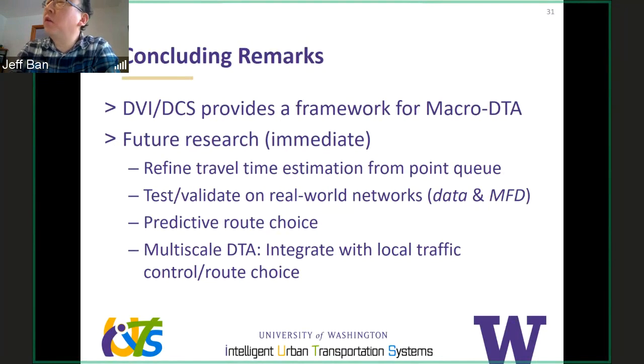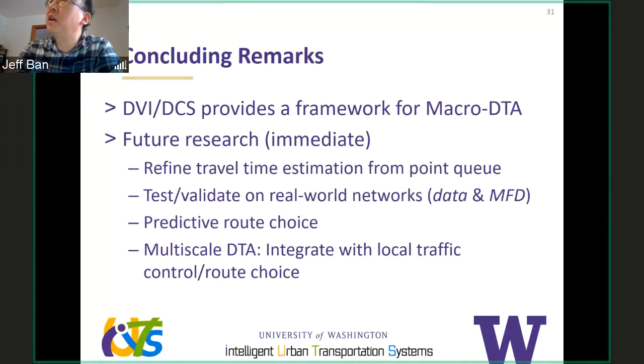We had this physical queue, or the double queue, or the link transmission models for traditional link-node based network DTA problems. It's not the same, or a trivial extension of the point queue model. It has a lot of difficulties, either technical or numerical. So yeah, in theory, I agree. That's the direction that we need to integrate.